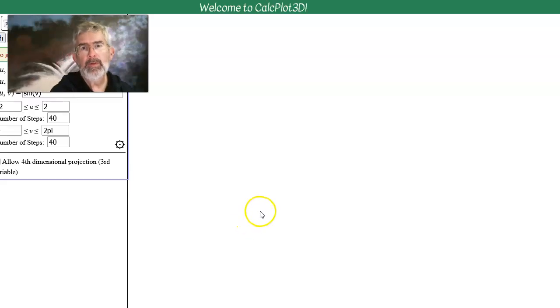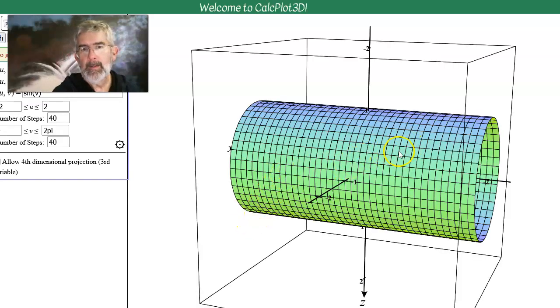Anyway, this one right here, we can look at it in 3D, and it pulls it up in CalcPlot 3D when I click on it.